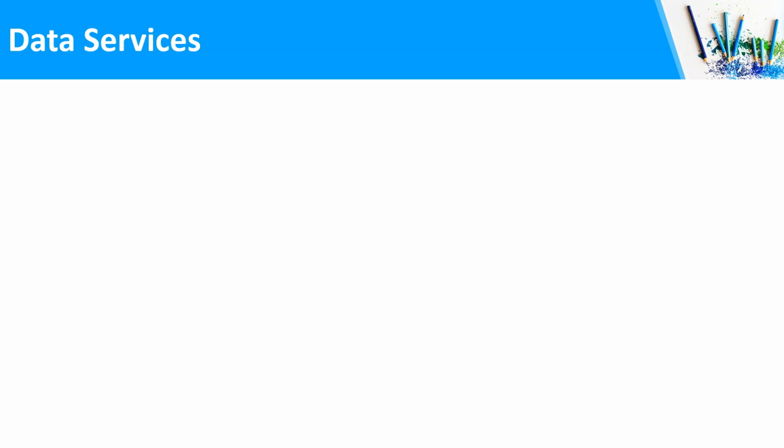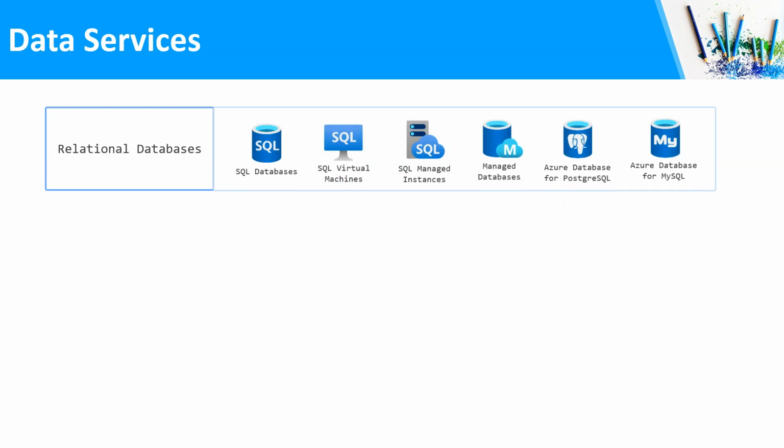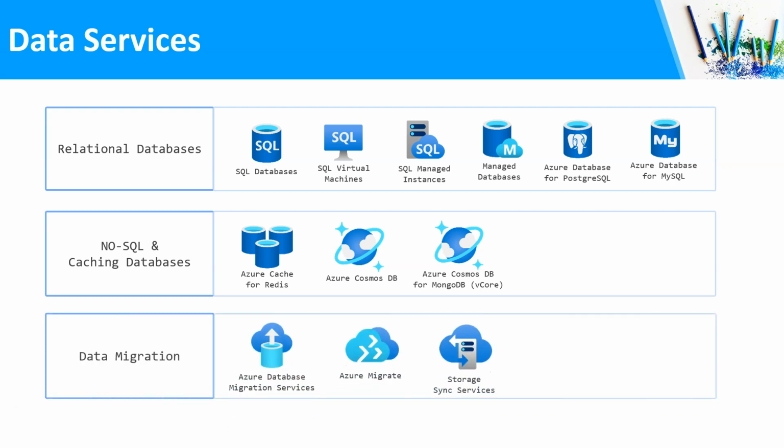Data services. Azure Data Services provides cloud-based database platforms for our application. These services are easy to deploy, scale, and manage data-driven applications. Azure Relational Database Services consists of a suite of Microsoft databases that includes Azure SQL databases, Azure databases for open source engines like MySQL, PostgreSQL, and many more. It also supports NoSQL and caching databases like Azure Cosmos DB, MongoDB, and Redis. Azure also helps to move the data with the help of data migration services.